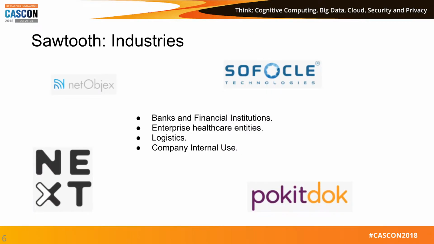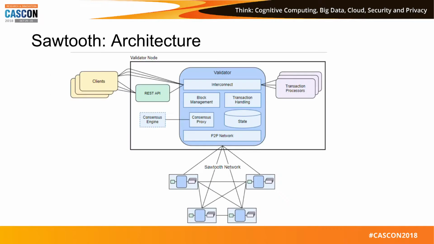Now moving to the industries, I want to talk a little bit about the current work of Sawtooth. You can see four companies here. All these companies or products are developed on the Sawtooth platform, and if you notice, there are diverse fields of industries. We have the financial institute, we have logistics. So Sawtooth is modular enough to fit different industries.